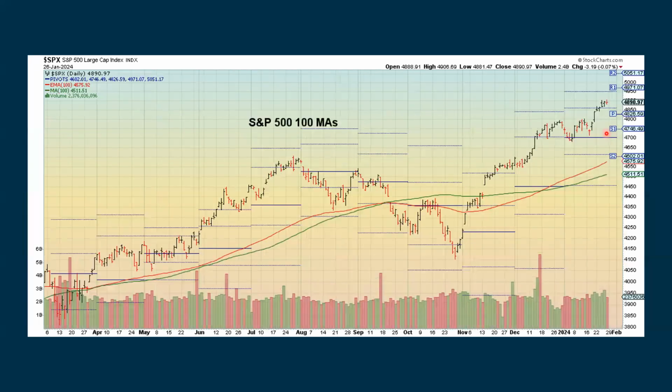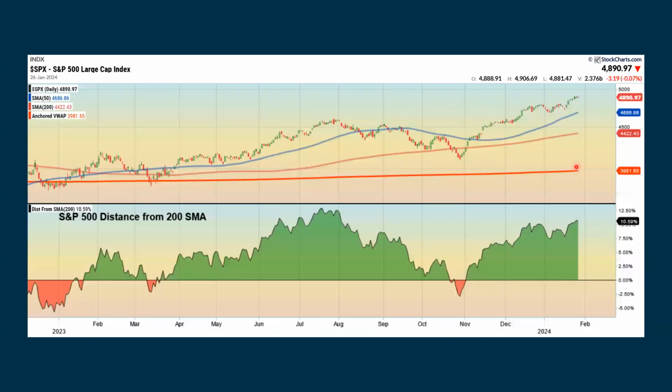Then we also plot a 100-period moving average, both a simple and exponential moving average. And this one does have the red line going up. That's the exponential moving average. It's going up faster than the green line. Price is above both. So our more intermediate to longer term trend is positive.